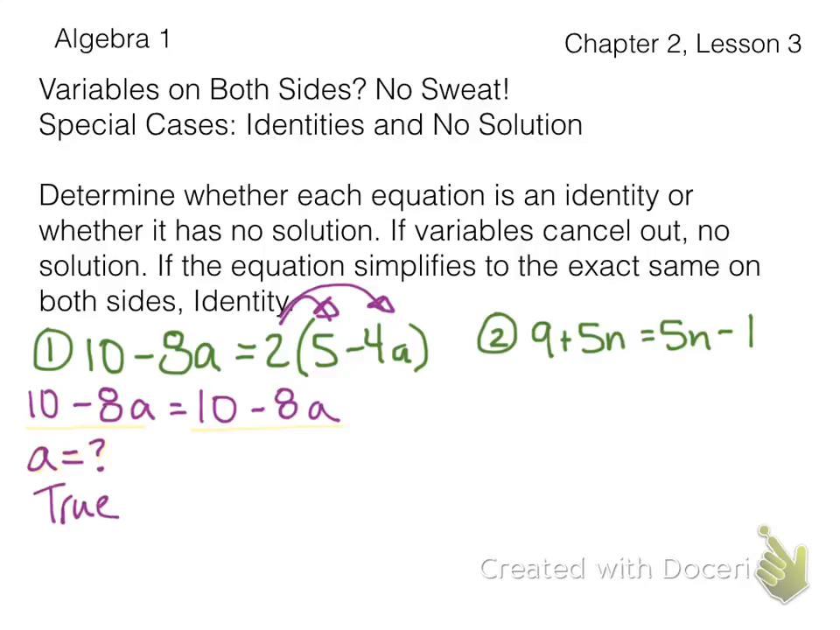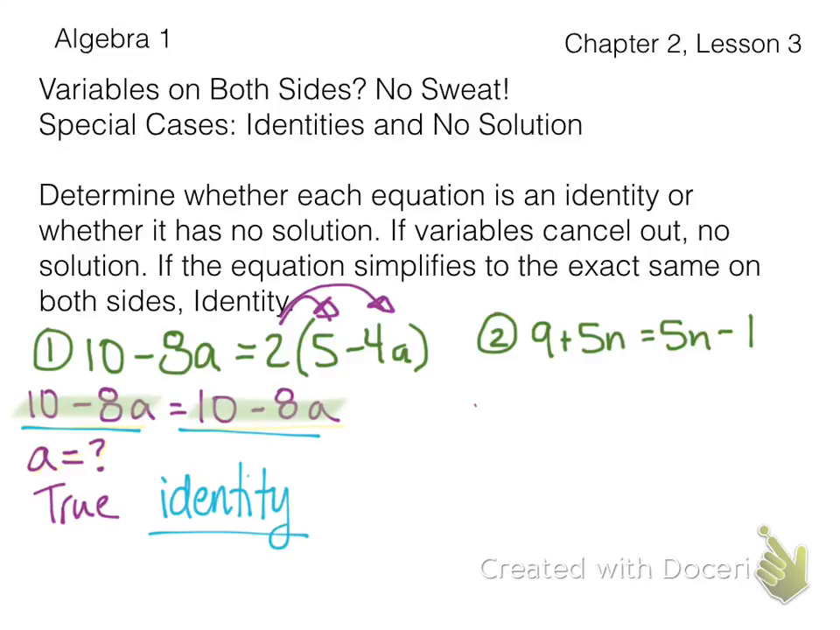I could plug in 2 for a, and it's going to give me a true statement. I can plug in 40 for a, and it's going to give me a true statement. I can plug in negative a million, and it's going to give me a true statement. So when one side is exactly the same as the other side, this is what we call an identity. Again, both sides exactly the same.